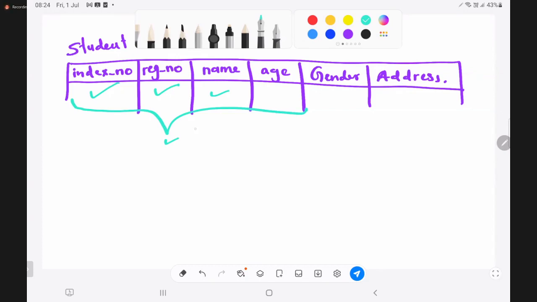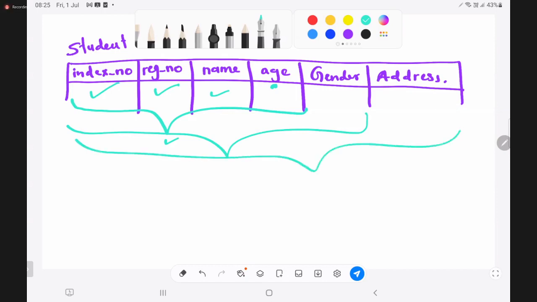Yes, you can, right? You can, because if you know the index number, the registration number, the name and age, you can find that student very easily. And in the same way, you can take that student with all these five. You know everything, and you also know whether that person is a girl or a boy. Then you can find the data very easily. And you know the address, you know where he or she came from. So this will be easier than the others.